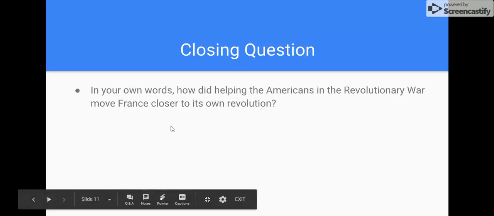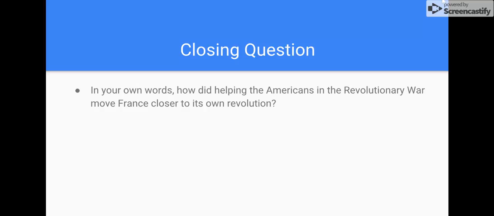So that's lesson 1 of the French Revolution. Make sure that you've done the reading, and make sure you do the next reading, which will be posted in Google Classroom.